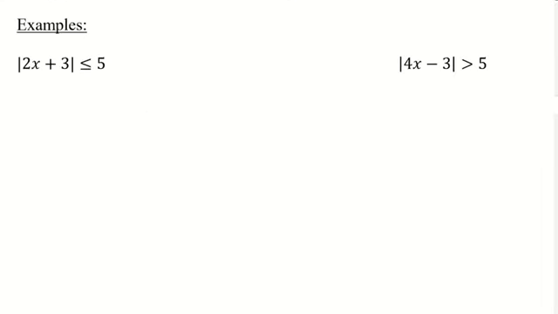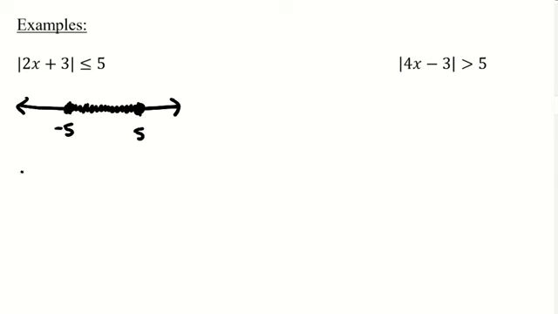All right, so we're starting with the absolute value of 2x plus 3 is less than or equal to 5. The absolute value is already isolated, so I'm going to go to the number line. You ask yourself, where is the absolute value less than or equal to 5? Well, it's going to be between -5 and 5. This is where the absolute value is less, and this is where it's equal.